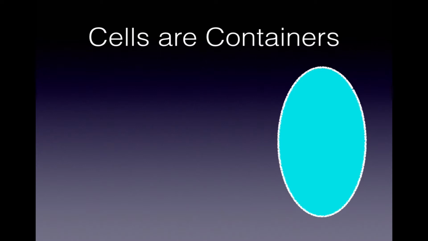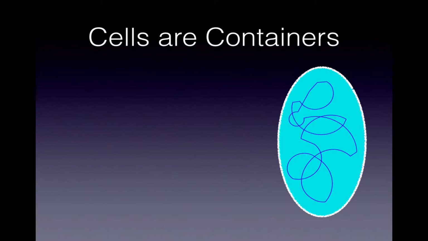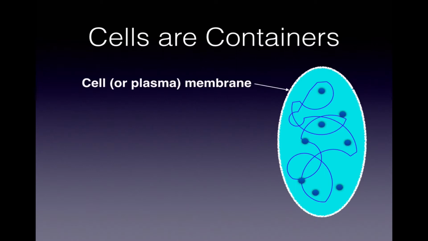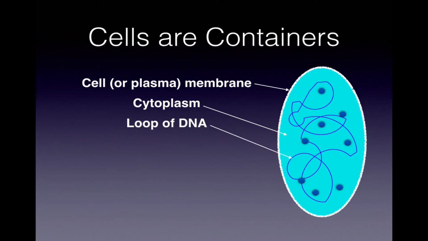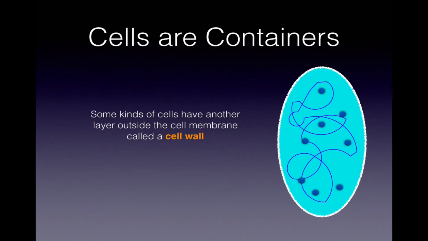Here is a cell membrane with a cytoplasm, which I've colored blue to represent the watery nature of it. Here is some DNA, which I drew as just kind of a line, a loop of deoxyribonucleic acid. And here are some ribosomes represented by these little spheres. So cells have a cell membrane, otherwise known as a plasma membrane. They have cytoplasm, which fills the inside. They have a loop of DNA. And they have ribosomes. So what we just talked about, just represented as a picture, same information.